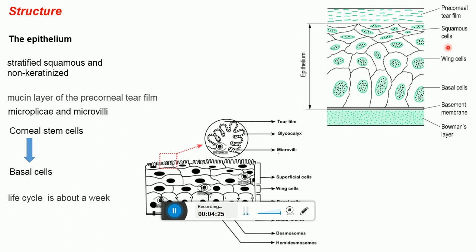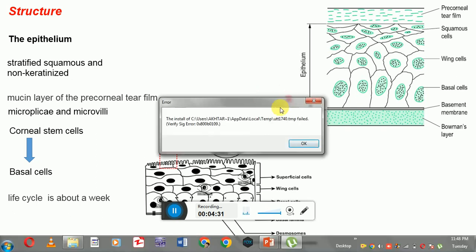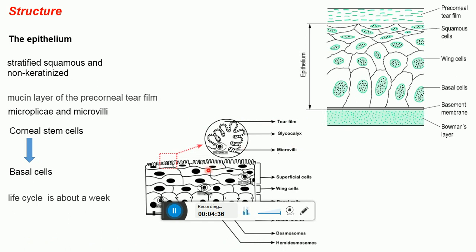Epithelial stem cells are undifferentiated pluripotent cells which serve as an important source of the new corneal epithelium. They are found in the limbal basal epithelium of the palisades of Vogt. So in the limbus there are palisades of Vogt.